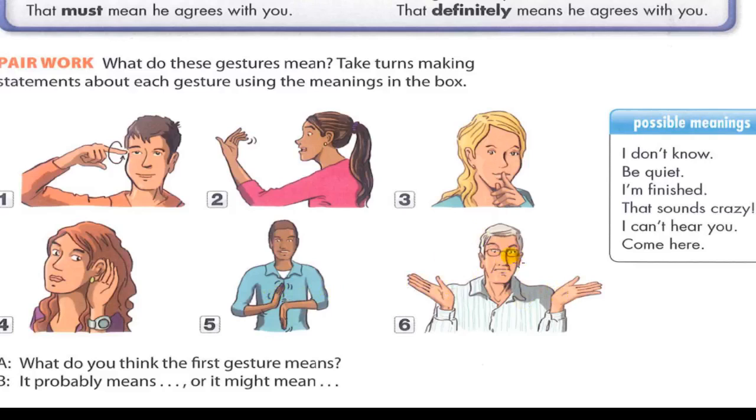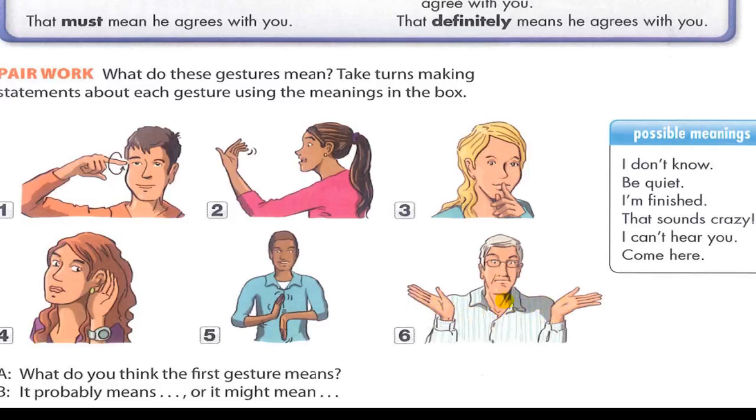Picture number 6. An old man is wearing glasses and he's using his hands. So what does this sign mean? It might mean I don't know. It may mean I don't know. Perhaps it means I don't know.